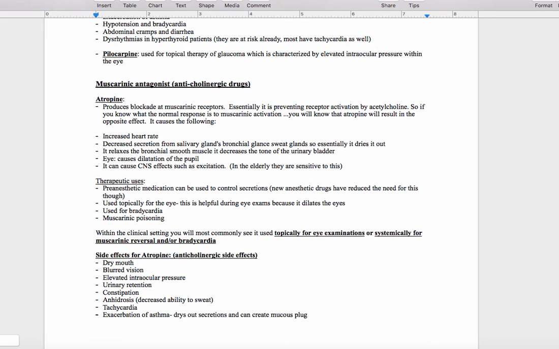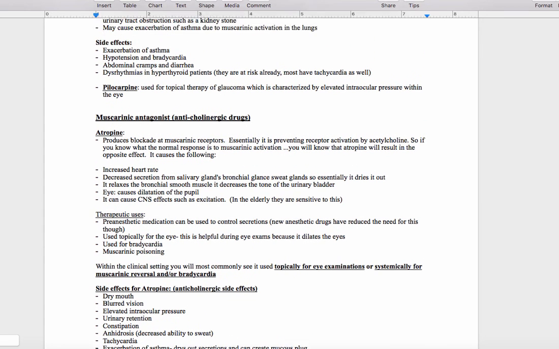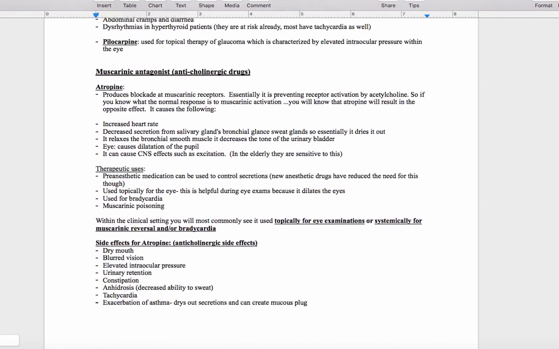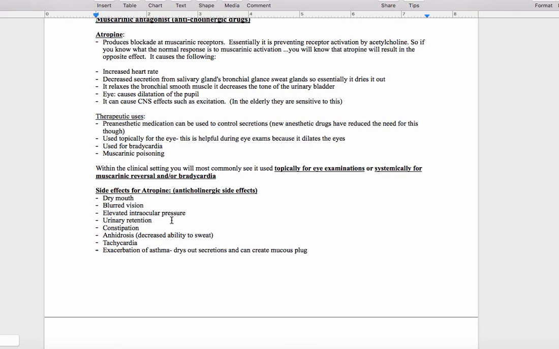Side effects for atropine would be the anticholinergic side effects: dry mouth and blurred vision. Those are the common ones. You'll hear this a lot with any anticholinergic side effect. They can also have increased intraocular pressure, and that's important to remember with a patient that has glaucoma. So just look at the opposite up here. If you're looking up here at bethanechol or pilocarpine, it's used to treat glaucoma, because it's going to decrease the intraocular pressure. But if you're looking at the opposite, an antagonist, it's going to cause an elevated intraocular pressure.